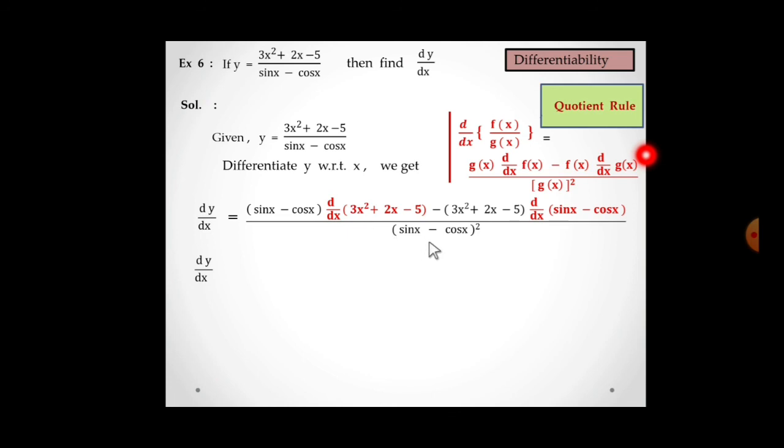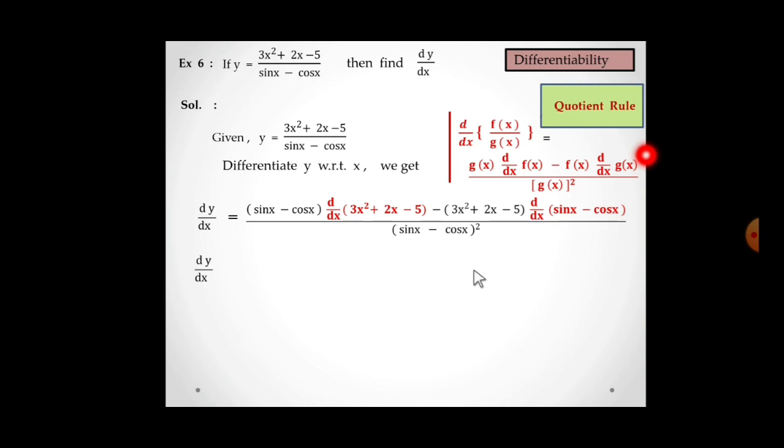So the derivative is given by sin x minus cos x, that is the denominator, into d by dx of the numerator, that is 3x square plus 2x minus 5, and minus the numerator as it is, d by dx of the denominator, that is sin x minus cos x, and whole divided by the square of the denominator function. So that is written as bracket sin x minus cos x whole square. Don't write individually square like sin square and cos square. Whatever the function we get in the denominator, put the bracket for that and then write the square.